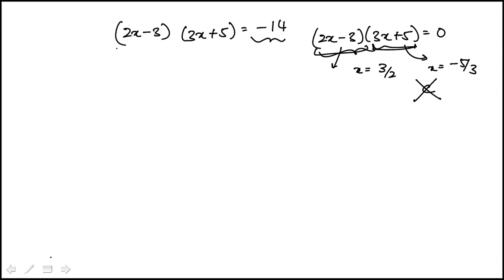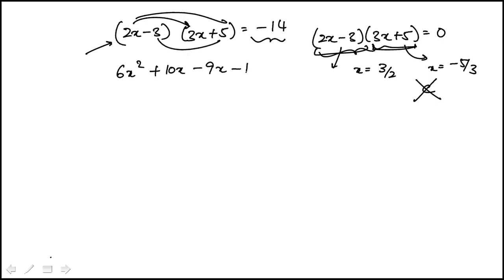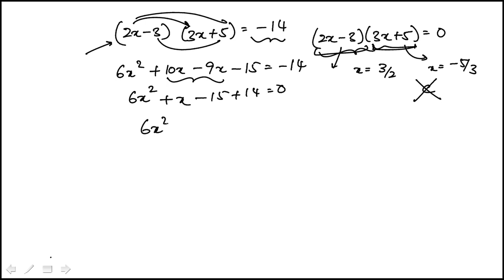So the traditional way of doing this would be to do the expansion, meaning multiply these out. So that's going to be 6x squared plus 10x minus 9x, and then the last term is minus 15 equal to minus 14. I'm going to combine like terms, so that's plus x. Move the 14 here, it's going to become minus 15 plus 14, so it's minus 1. And then you have to factor this.